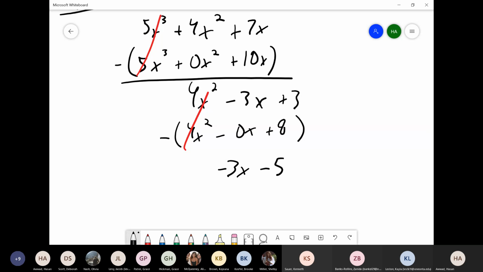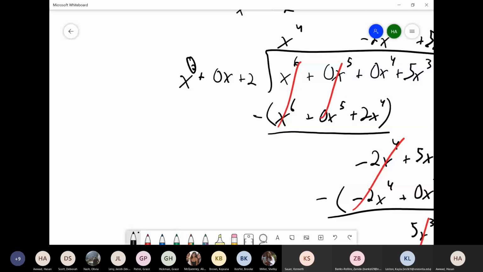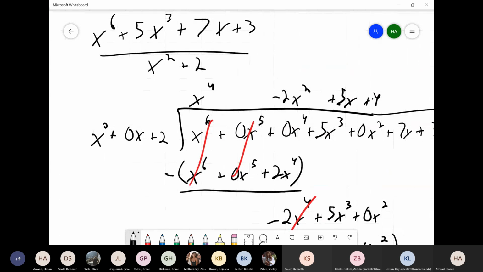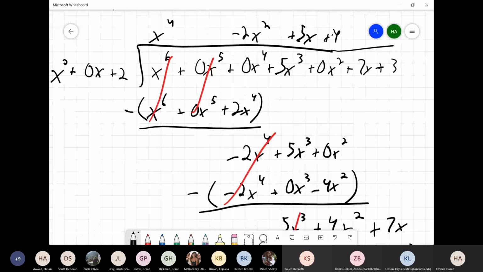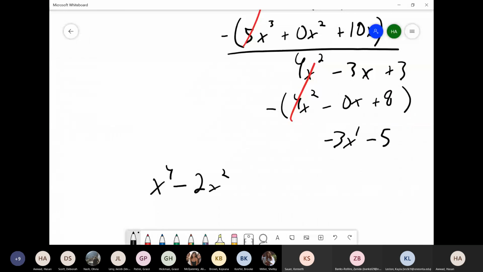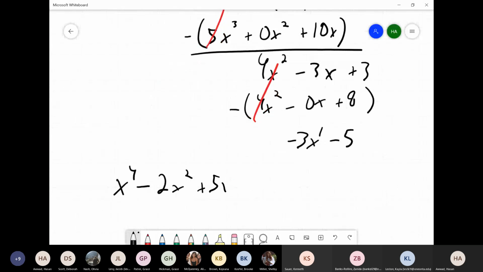And now you ask yourself, is there anything else that we can do here? And the answer is no. The reason you know it's no is because you have an x to the 1st power here, and you're dividing by x squared. Your power is now less than your divisor. You're done. You stop here. There's nothing else that you can do. You can't do any further division. So you just write out the answers that you got up top. So we had x to the 4th minus 2x squared. And then the last pieces were plus 5x plus 4.